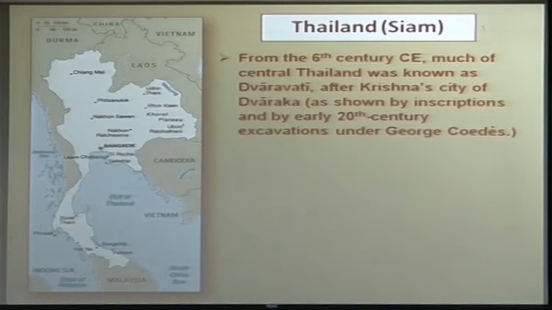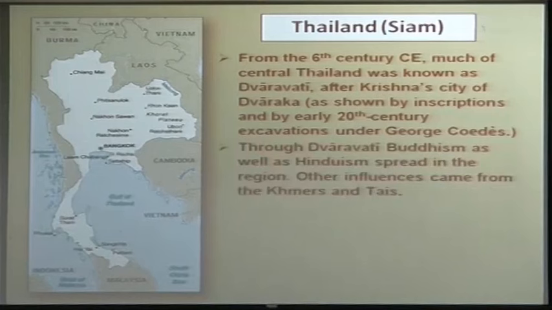So lots of inscriptions have been found. Another Frenchman, Georges Coedès, published actually a big book in the 1930s called Hinduized States of Southeast Asia. And through that, Buddhism as well as Hinduism spread in the region.